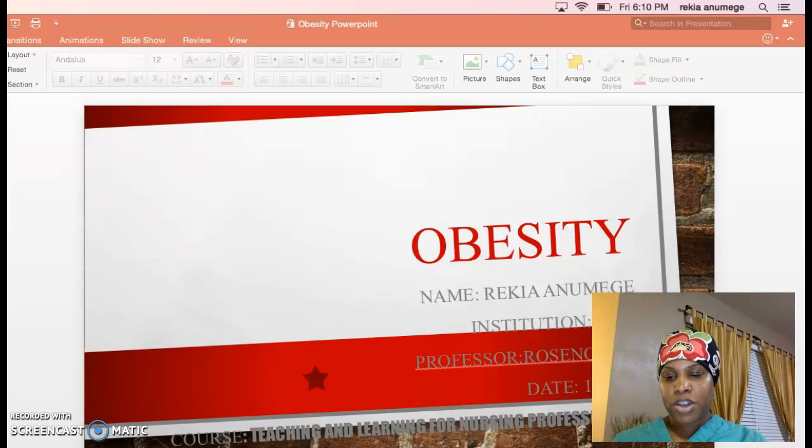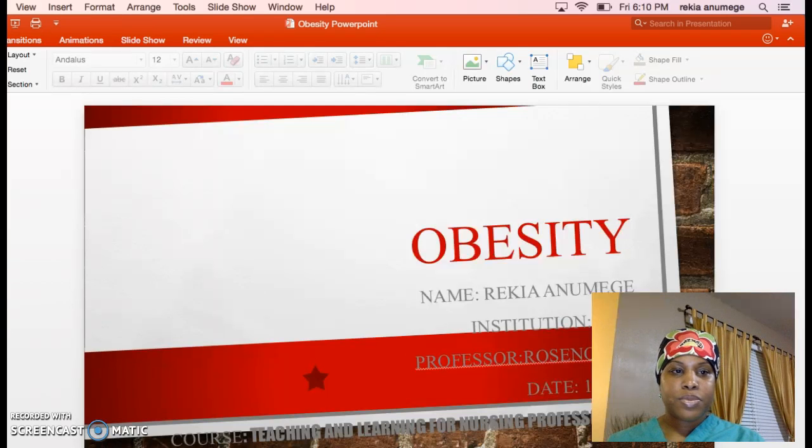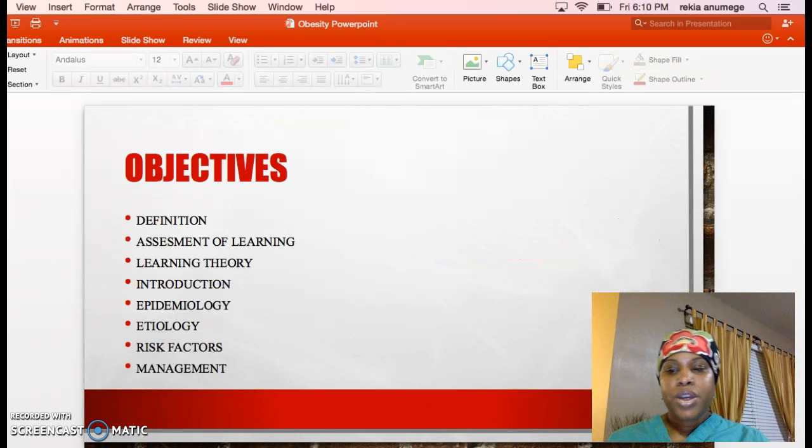My topic that I will touch on today is obesity. Here are some of the objectives that we will look into or discuss at some given point in regards to obesity.